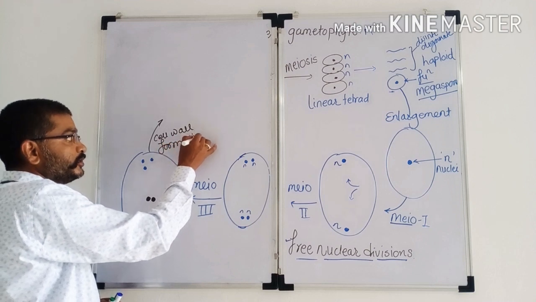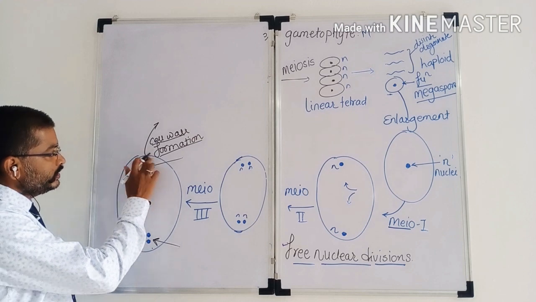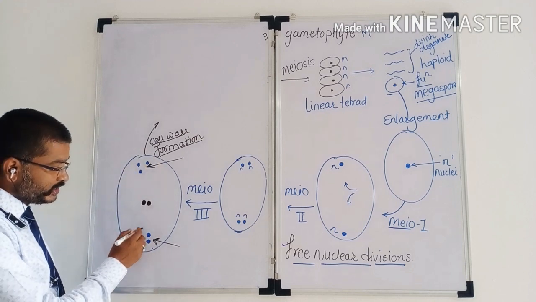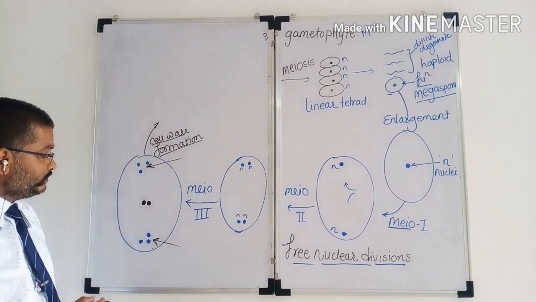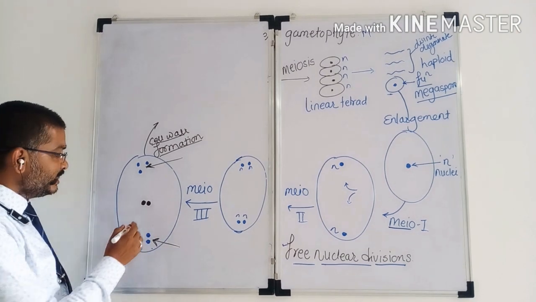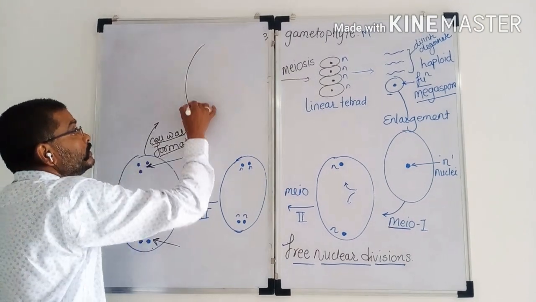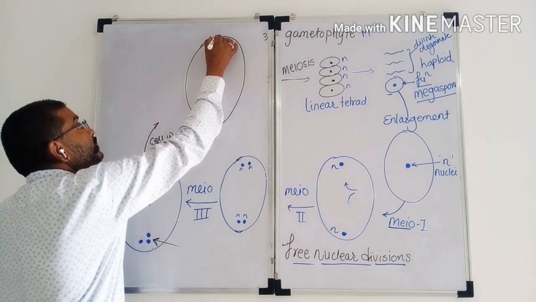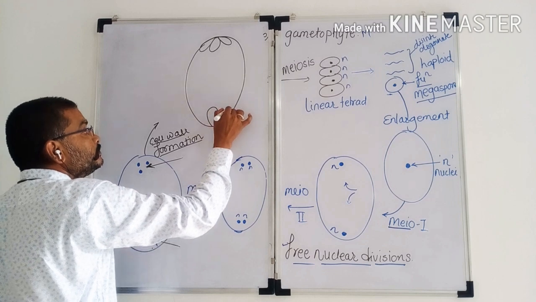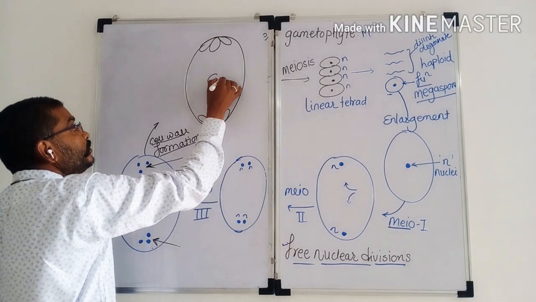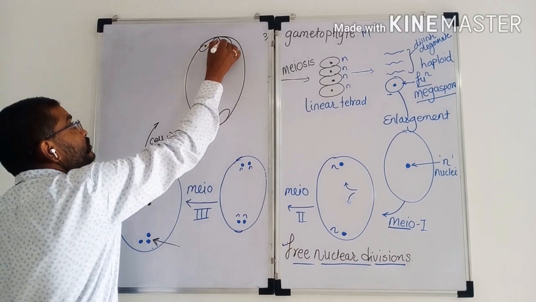Now finally the cytokinesis or cell wall formation takes place. So after cell wall formation, a separate cell wall is formed around the 3 upper nuclei and a separate cell wall around the 3 lower nuclei, and only one cell wall is formed around the 2 central nuclei. Therefore, finally, an oval shape 7 cell 8 nucleated structure is formed, which is called the embryo sac.